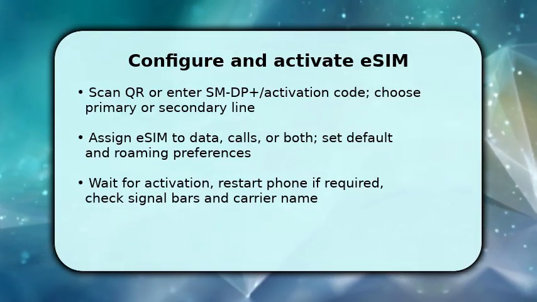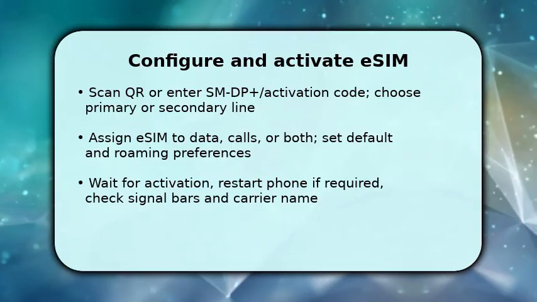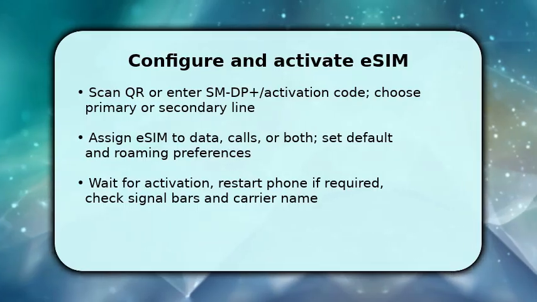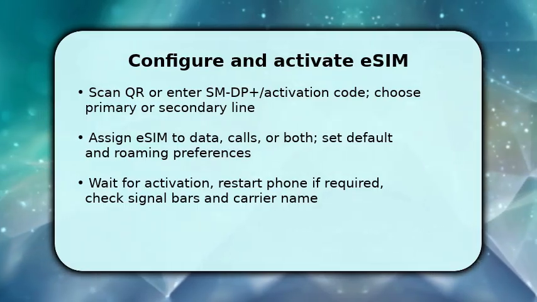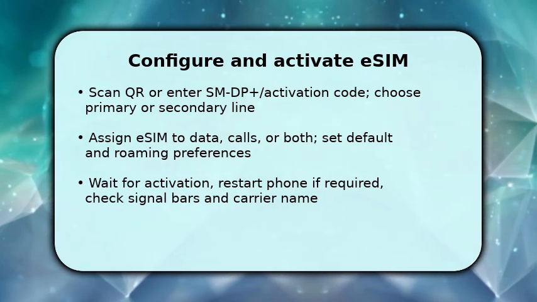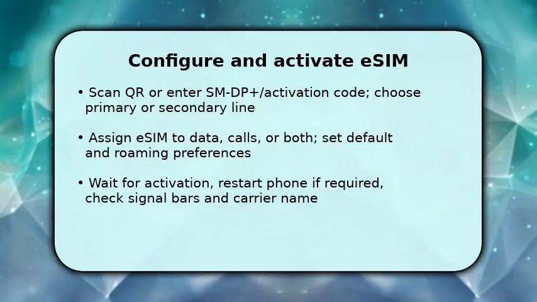Make sure to assign the eSIM to mobile data and enable voice if needed, then set data roaming preferences before confirming. During activation, the phone contacts the carrier. Be patient and make sure Wi-Fi stays connected until you see signal and carrier name.